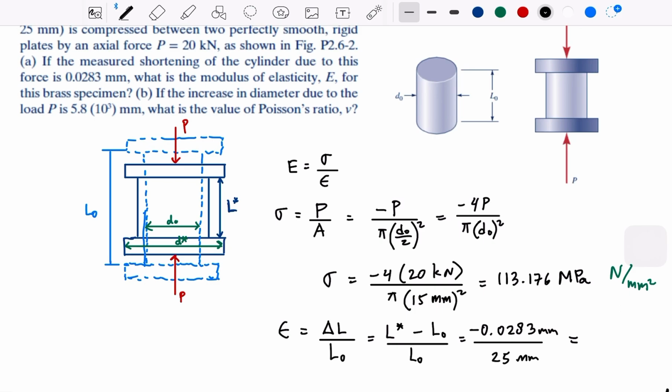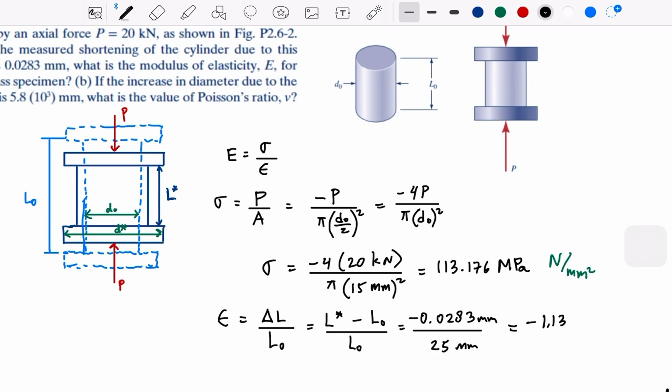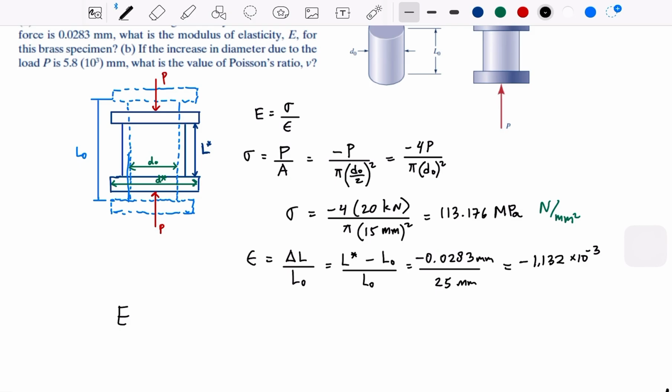So this will be 0.0283. So negative 1.132. Okay, that's the strain. Then we get the modulus of elasticity, which is the stress divided with this strain. Okay.